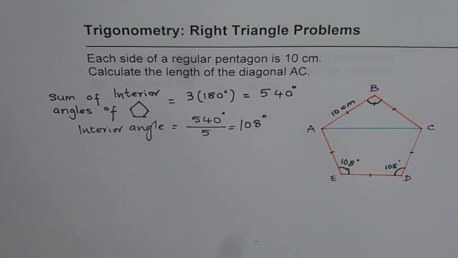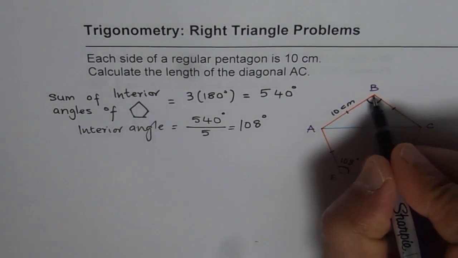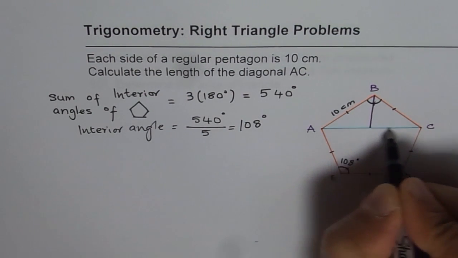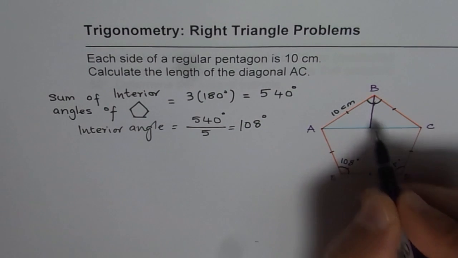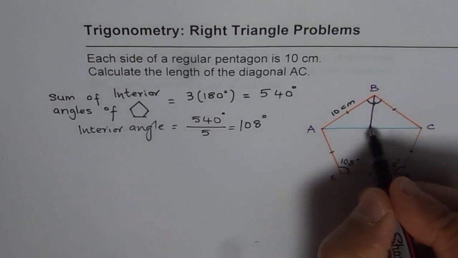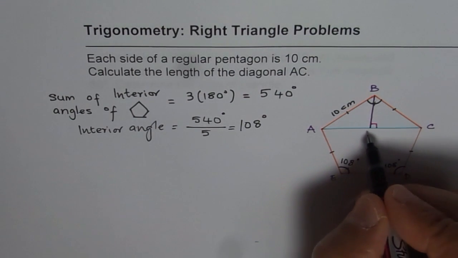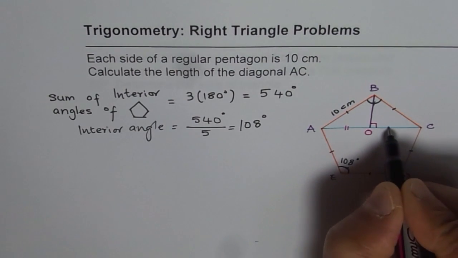Now, to find the length of AC, what we can do is drop a perpendicular from B to the diagonal AC. If I drop a perpendicular from B, it is going to bisect AC since both these sides are of equal length, right? So if I have a perpendicular here from B, let us say it is at point O. Then it is going to bisect AC.